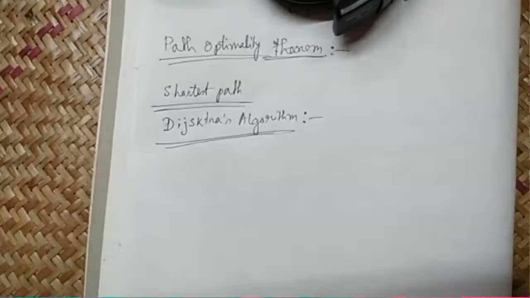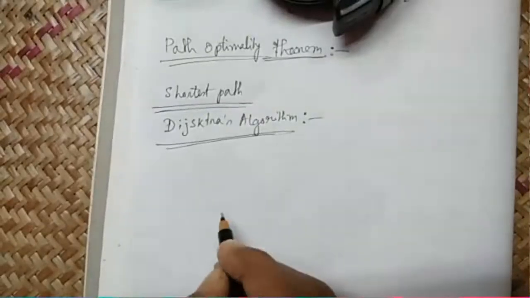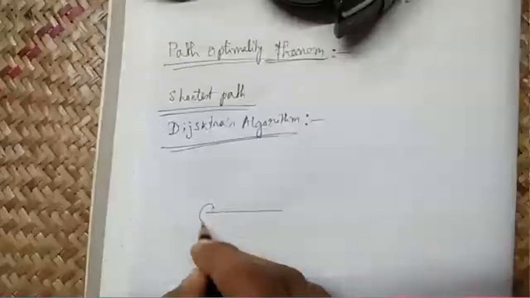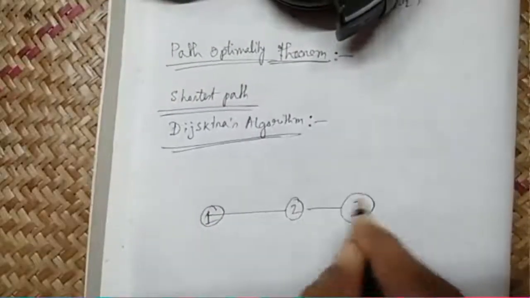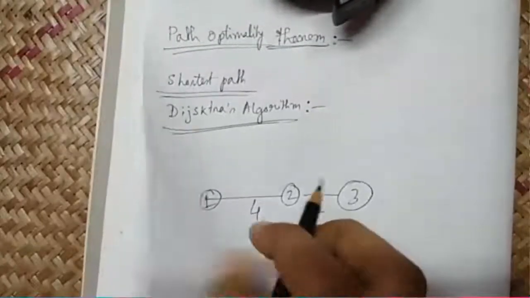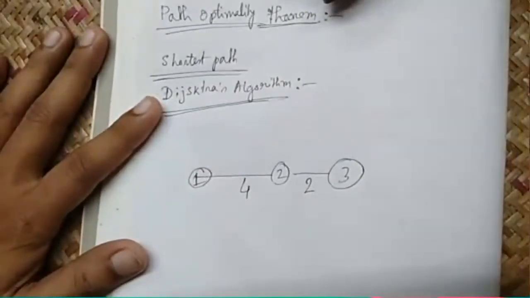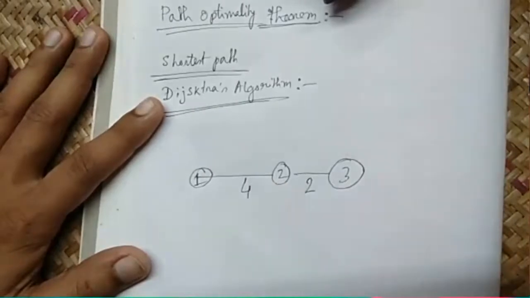Before we start Dijkstra's algorithm, we will discuss a very easy network model, so that I can apply it on the bigger network. So let us have a very simple network. What we have is three nodes and two arcs.